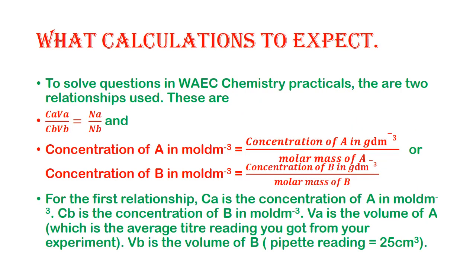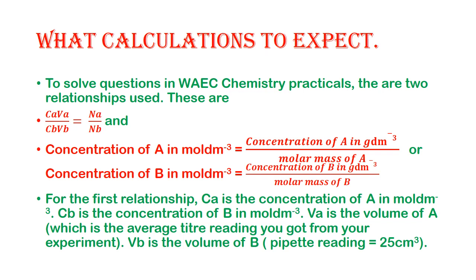Now we get down to what calculations you have to expect. To solve questions in WAEC chemistry practicals, there are two relationships we use. These are CAVA over CBVB equals NA over NB, and then we have concentration of A in mole per dm cube equals concentration of A in gram per dm cube all over molar mass of A.